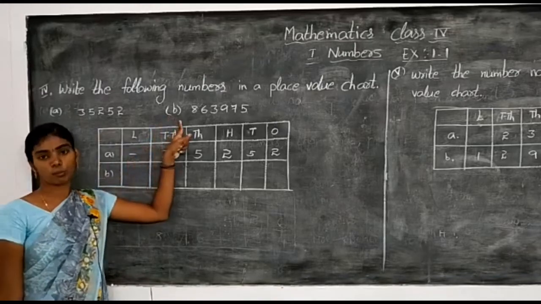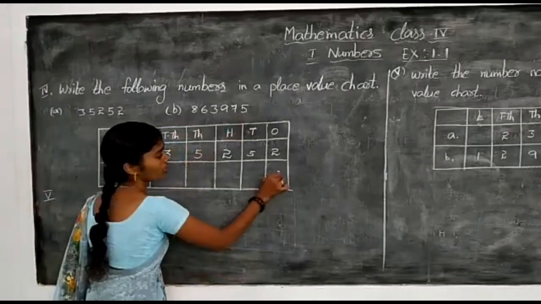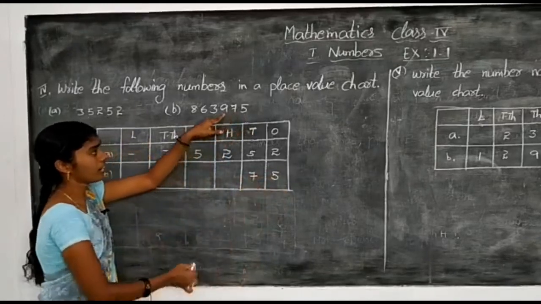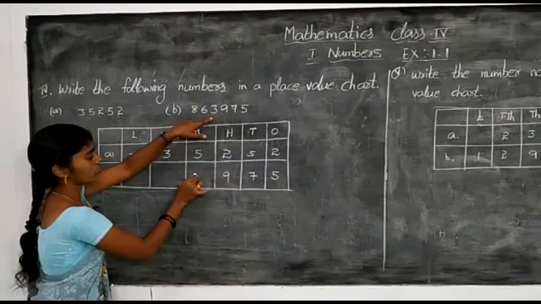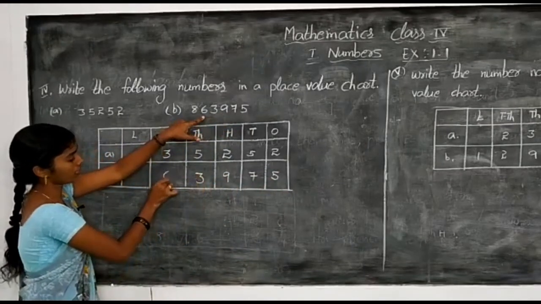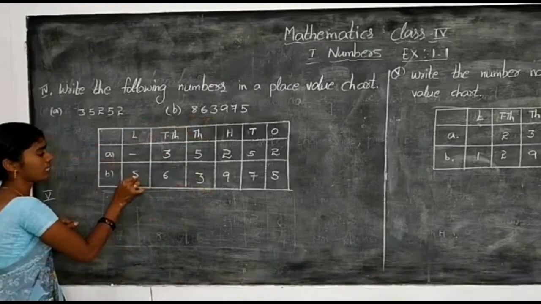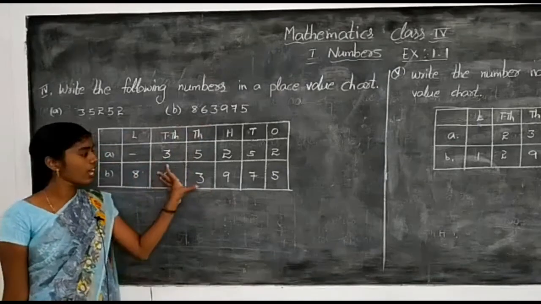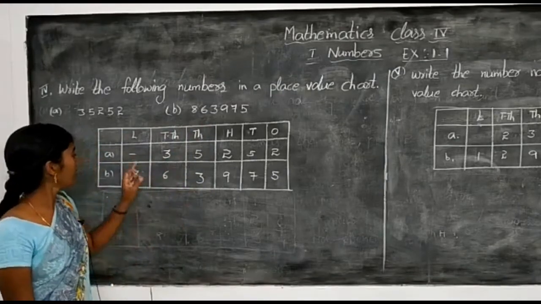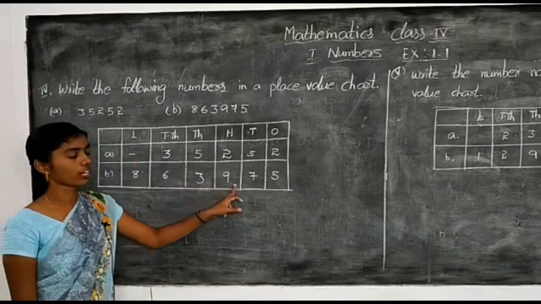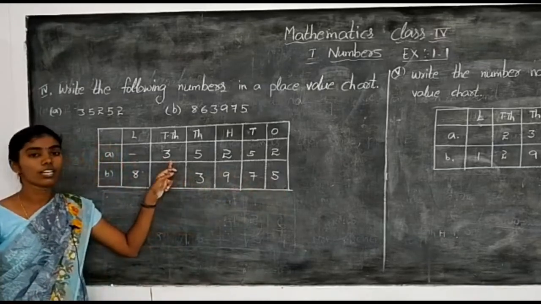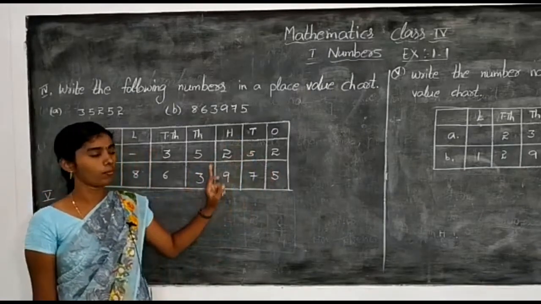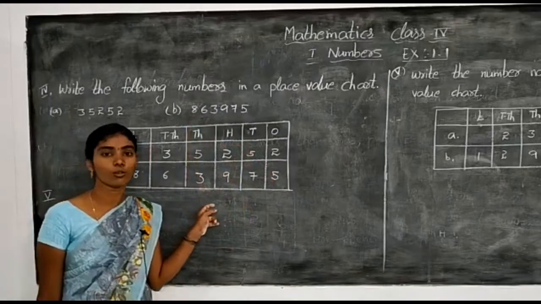Now the next one is B1. Now in the ones place which digit is there? 5. Next in the tens place it is 7. In the hundreds place 9. Thousands place 3. 10,000s place it is 6. And in the lakhs place it is 8. Okay. Now we have already adjusted these numbers in the place value chart. Till here now, 8,63,975 and the other one is 35,252. These two numbers we adjusted like this in the place value chart.